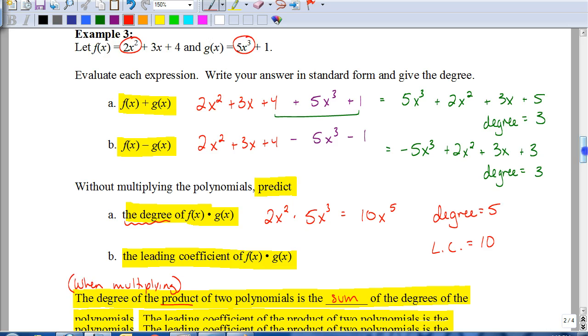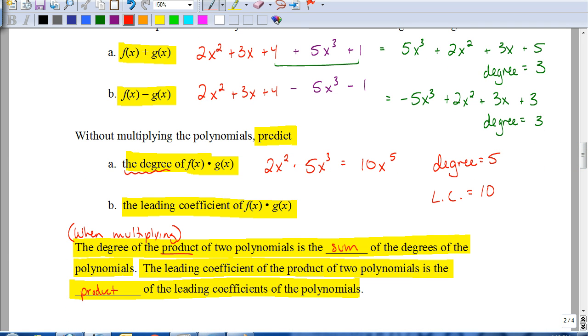So this next part summarizes what we just talked about here. It says when multiplying, the degree of the product of two polynomials is the sum of the degrees of the polynomials. If you notice here, the degree of the first polynomial would be 2. The degree for the second polynomial would be 3. If I add those together, I get 5, and that's the degree when we multiply those together. So again, when we're multiplying two polynomials together, the degree is going to be the sum of the degrees of the polynomials.